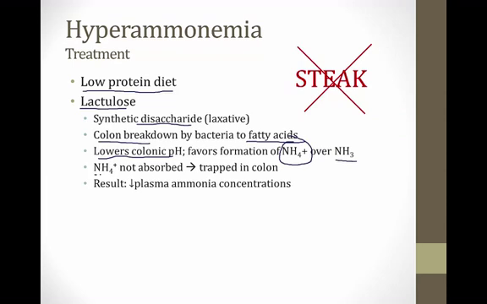The NH4 in the colon is not absorbed, and thus it is trapped in the colon, and as a result you will lower the plasma levels of ammonia by giving patients lactulose and converting any NH3 that finds its way into the colon into NH4, which will then be trapped and excreted in the stool.